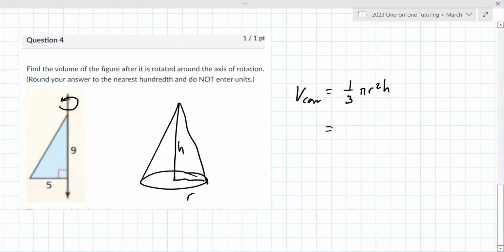What is the radius? The radius is 5. Good. And the height is 9. Yeah, you got it. Okay, I got 235.62. Okay, very good.